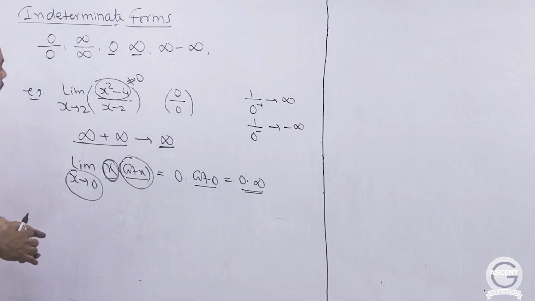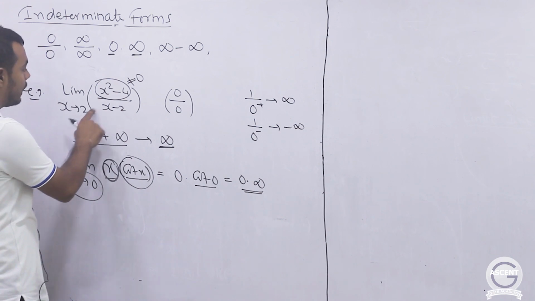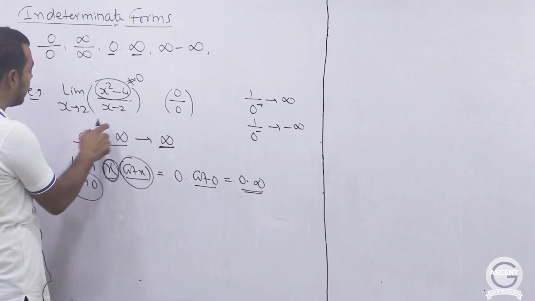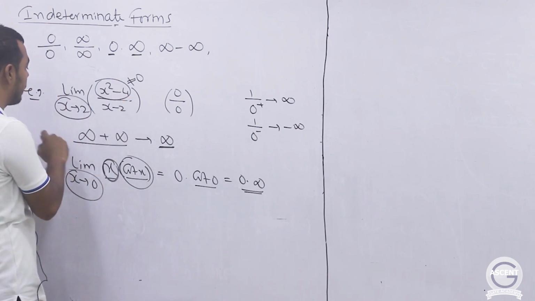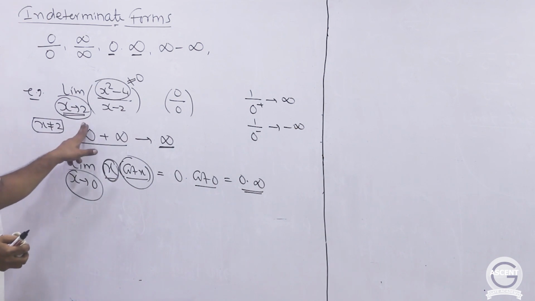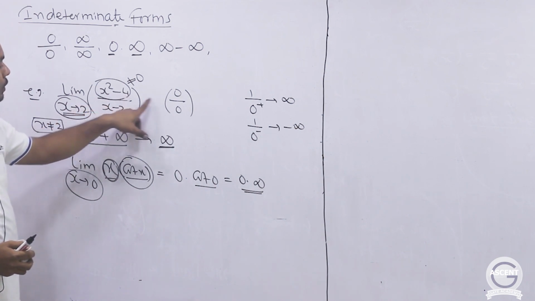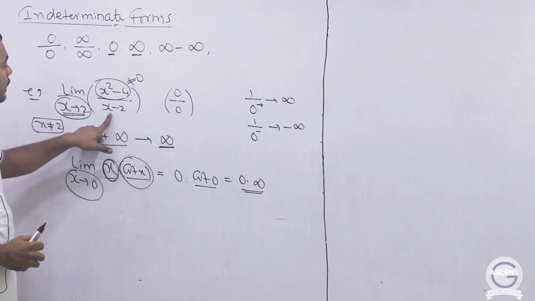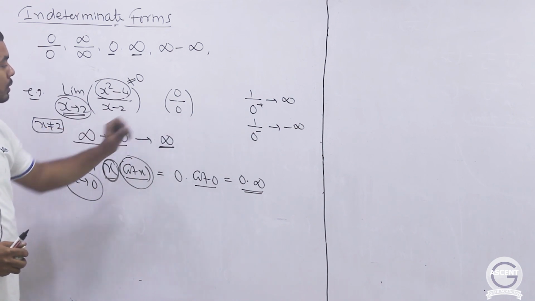You have to know this concept: when I place 2 here, I am getting a 0, but x is not equal to 2, right? If I am writing limit x tending to 2, this means x is not equal to 2. x is a number close to 2. So x square minus 4 will be a number close to 0, and x minus 2 will be a number close to 0.